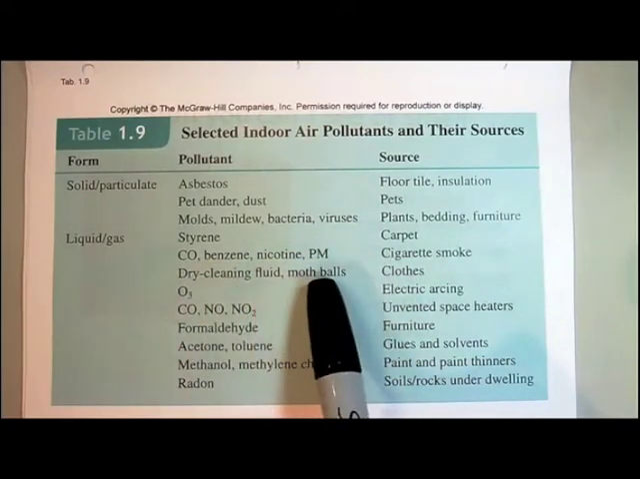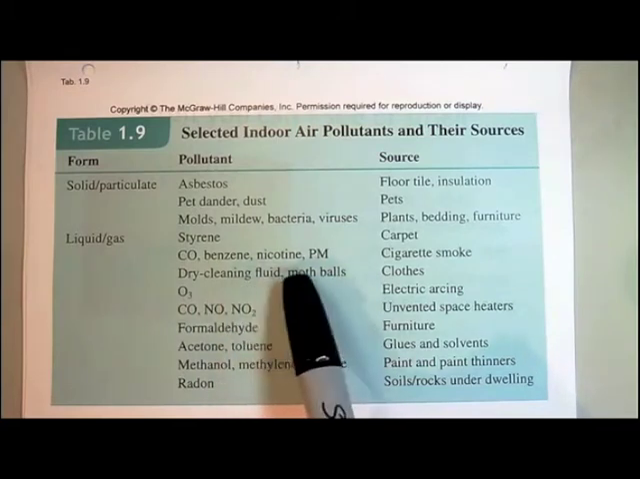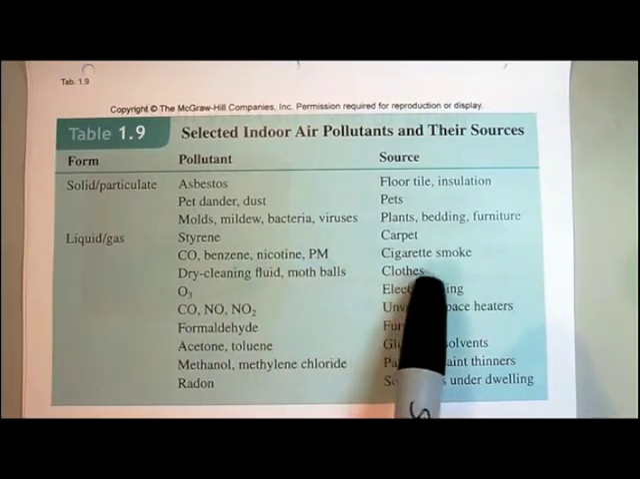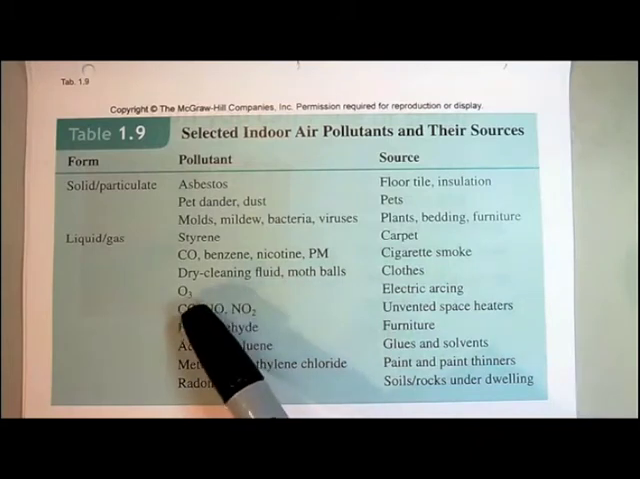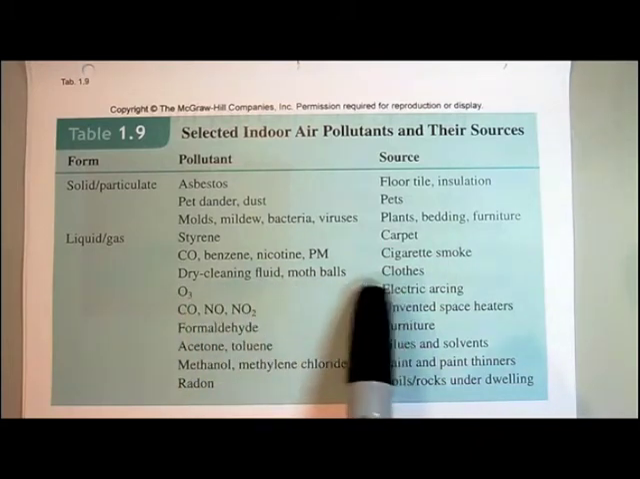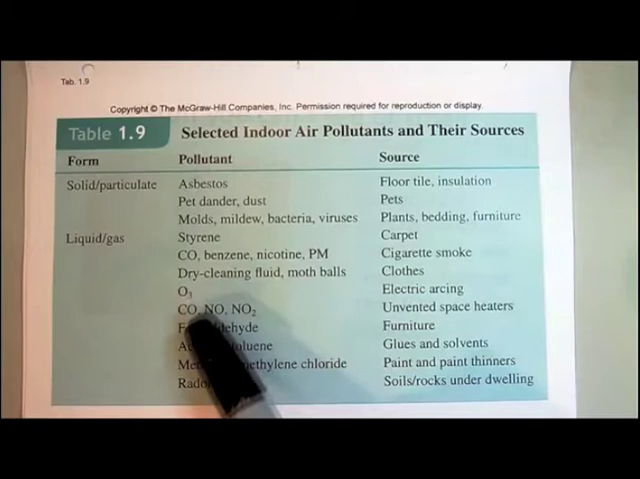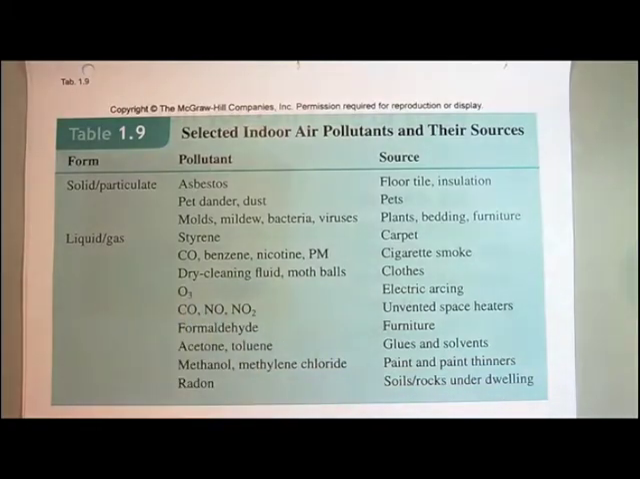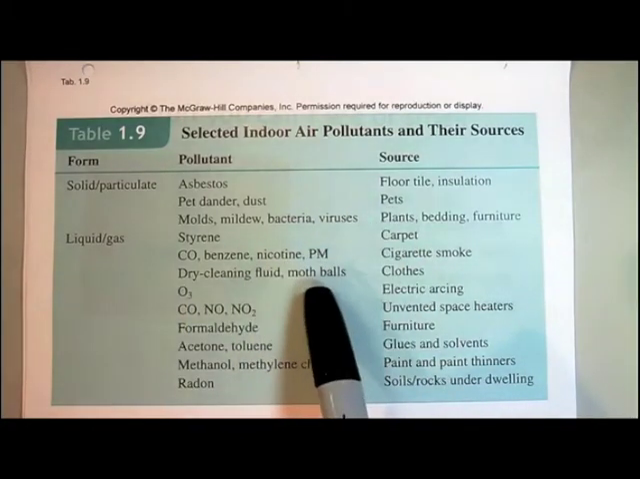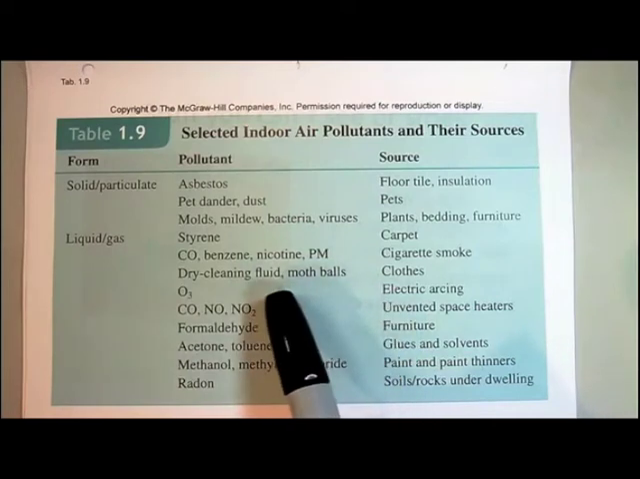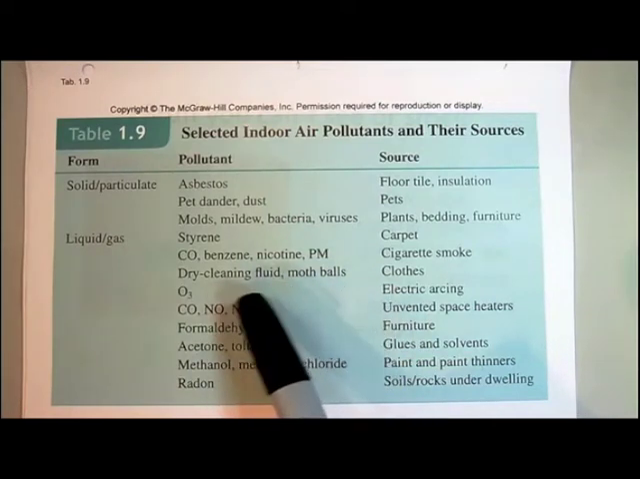Dry cleaning fluid or mothballs are pollutants. They can come from clothes. Ozone comes from electric arcing. So inside your house, we talked about where ozone comes from outside your house, but inside, electric arcing, that's, for example, in your printers. Anywhere where you have a high potential difference, you're going to have electric arcing.